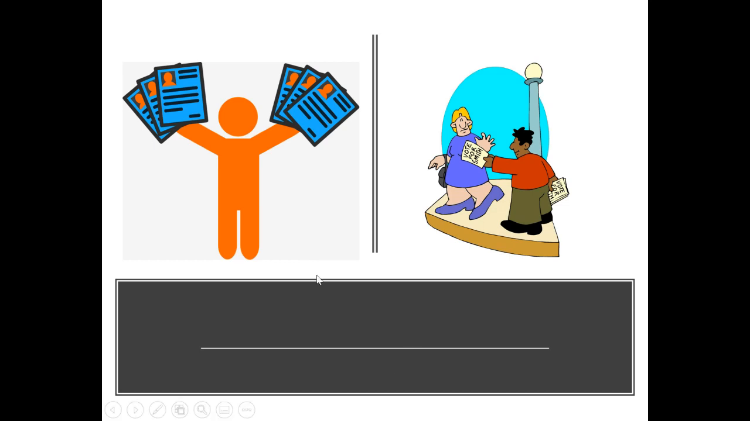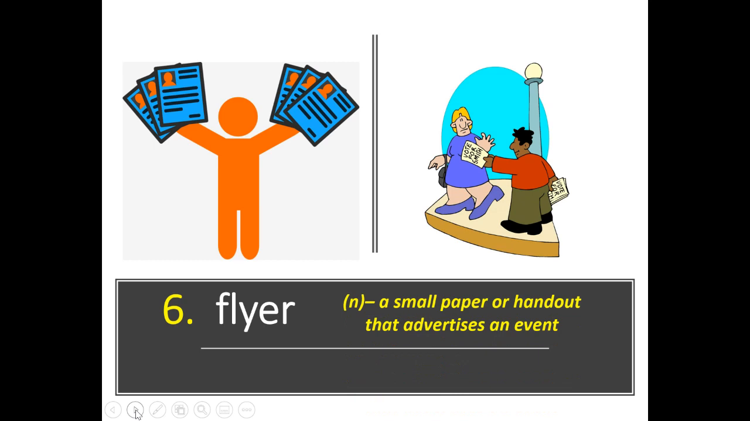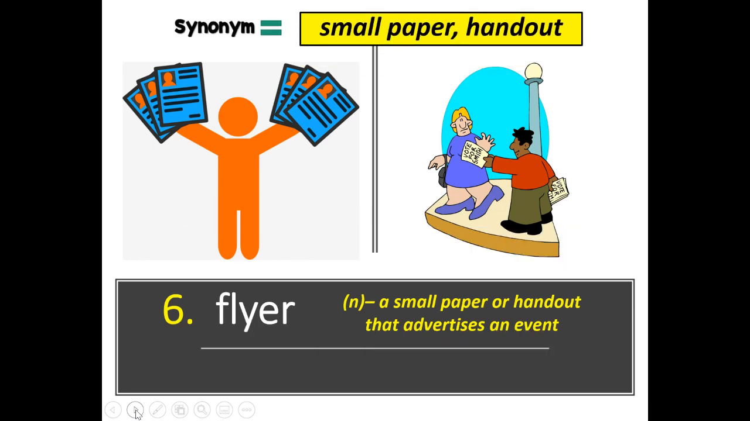show flyers or papers. So for number 6, write the word flyer. Flyer. What is a flyer? A flyer is a small paper or handout that advertises an event. So it's a noun. A synonym, or words that mean the same, is a small paper, or you could write handout. So just write the word that would help you remember what a flyer is.